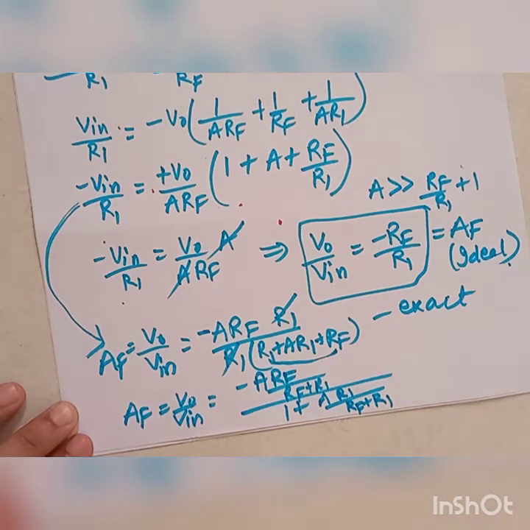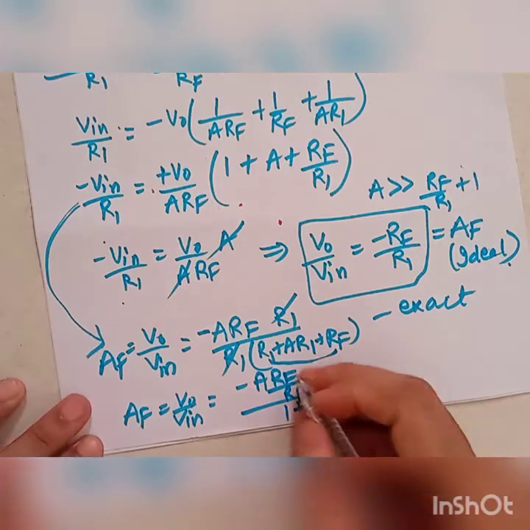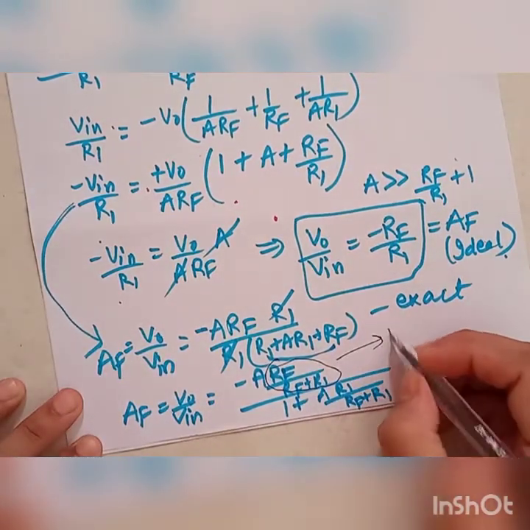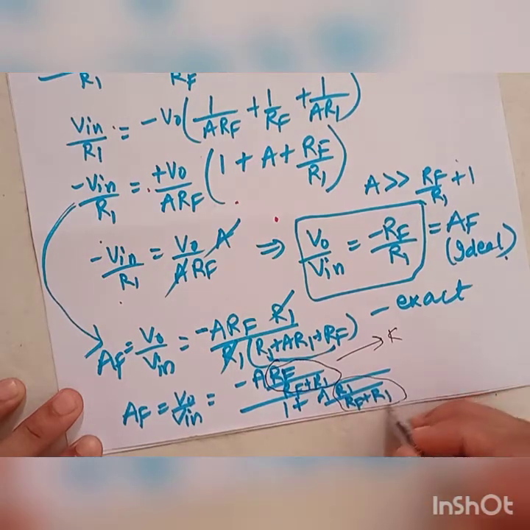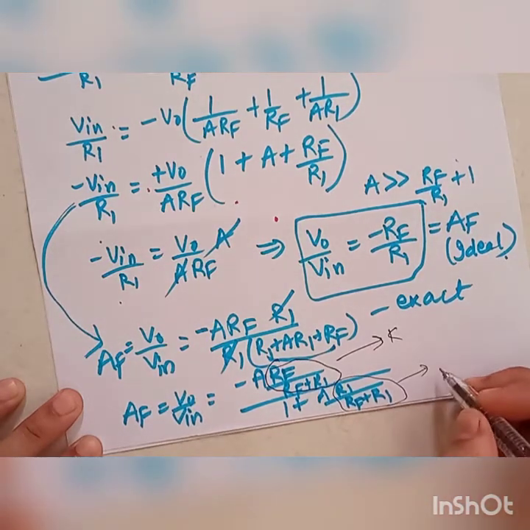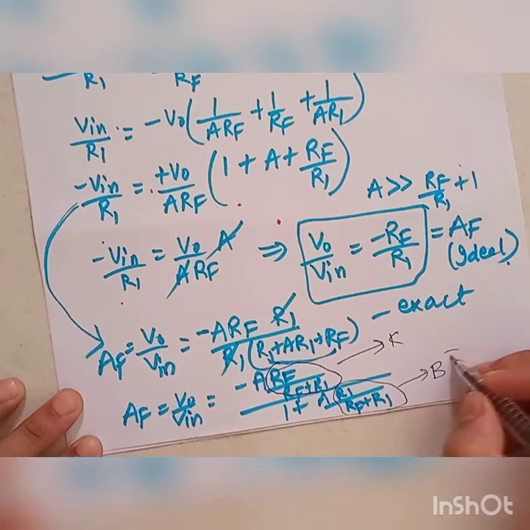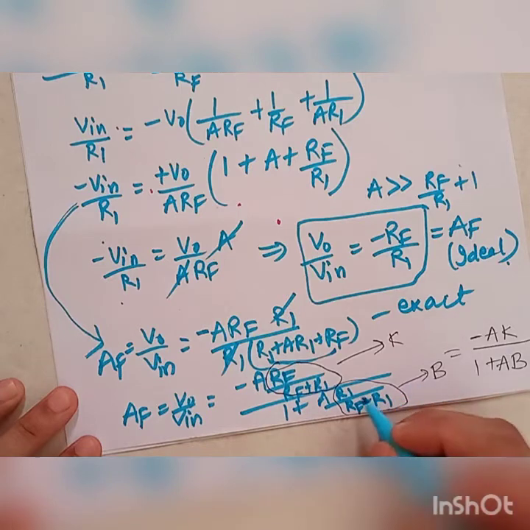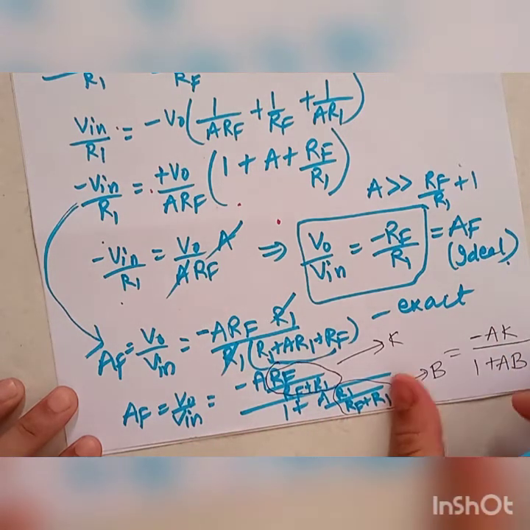Now this term here, I will write it as K. This term here, I will write it as B. So I can write this as minus A K over 1 plus A B. So this is your formula for AF, which is the exact value.